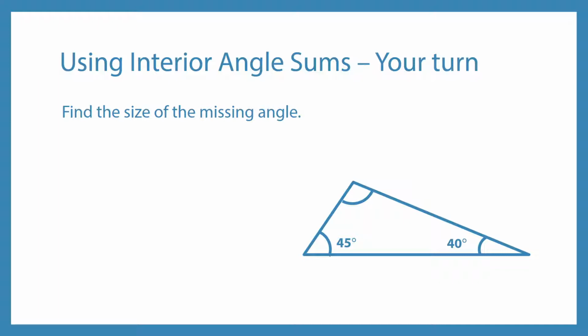All right, now it's your turn. Can you find the size of this missing angle here? So we use the interior angle sum, 180 degrees, and we subtract the size of the other two angles. So minus 45 and minus 40. So we're going to end up with 95 degrees. So this here is 95 degrees. And we can look at it and see this here is just a bit bigger than a right angle. So it would make sense that it could be 95.